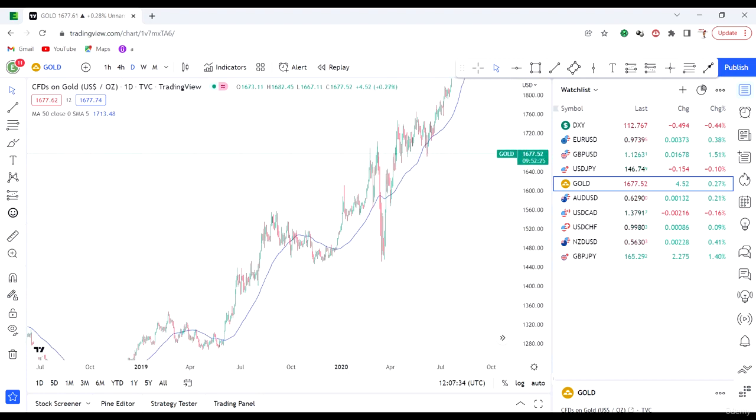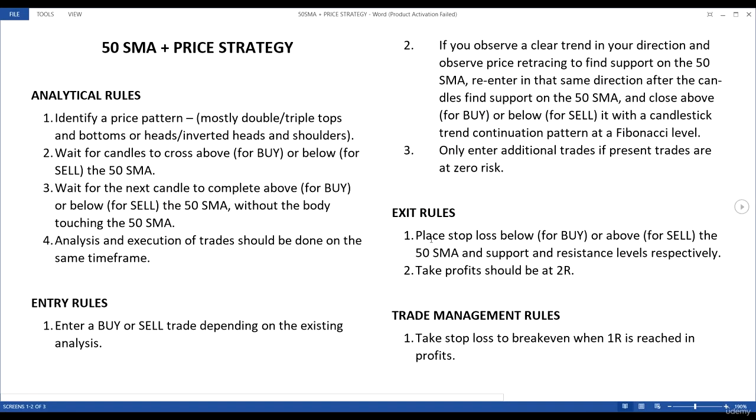Okay, so these are the entry rules, and then the exit rules is to place your stop loss below, which is for buy, or above, which is for sell, the 50 simple moving average, and support and resistance levels respectively. So for buying, you have to look for support levels which are below the 50 simple moving average and then put your stop loss there, and vice versa for selling. Then you have to use a take profit of 2 times your risk.